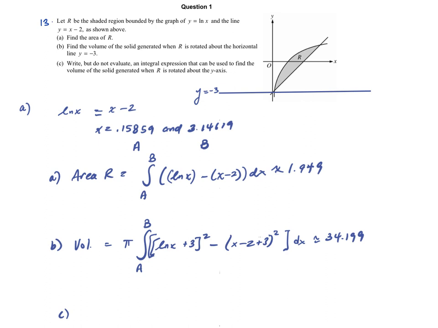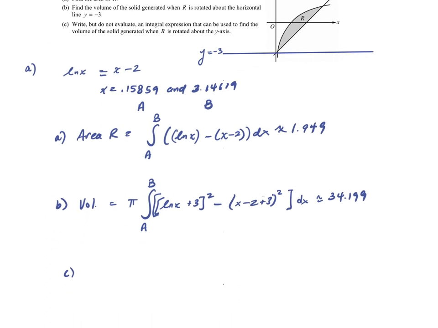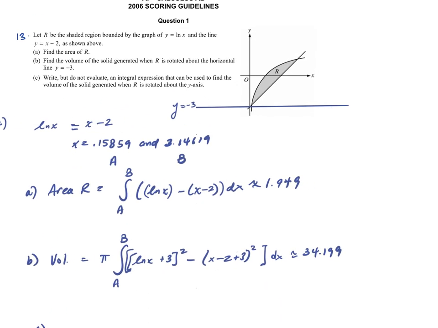All right, so for part C, we're going about the y-axis. So this is the first one, I believe, that we've done about the y-axis. Same concept. We're going in this direction here. If this is my axis of rotation, the furthest curve now is the line, and the closer curve now is the log. So that's the easy part. You just want to make sure that it's still a washer and you are doing the bigger R minus the little r.